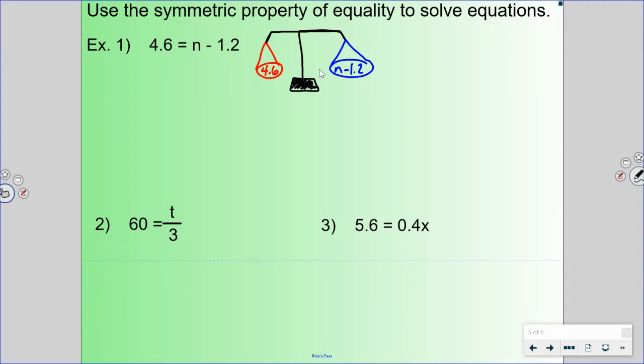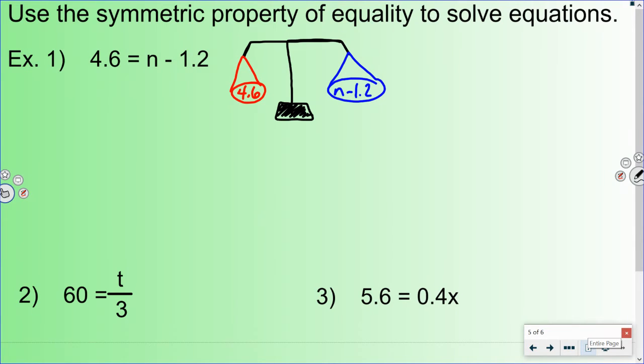So ladies and gents, today's focus is using the symmetric property of equality to solve equations. Now, what does that mean? Take a look at example 1, please. And I would encourage many of you to write down these examples. 4 and 6/10 is equal to n take away 1 and 2/10. But some students are saying, Mr. Callen, I sure would like that n on the other side.